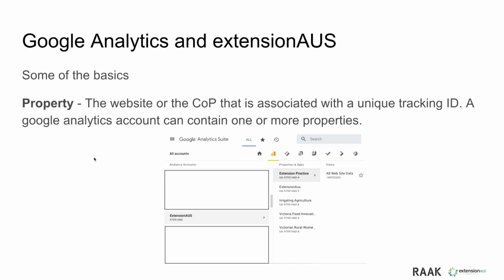Now, properties can be the website or sub-sites. In your case, the extensionAUS website is one property, and then there are multiple others for the Community of Practice sub-sites. Each site has its own tracking code, and that's all been installed, so it tracks the activity specifically for those sub-sites. If you were to go to Google Analytics and log in, this is what you would see. On the left, you see your account, then the properties, and then the views within those properties, and we'll get to what views are a little later.